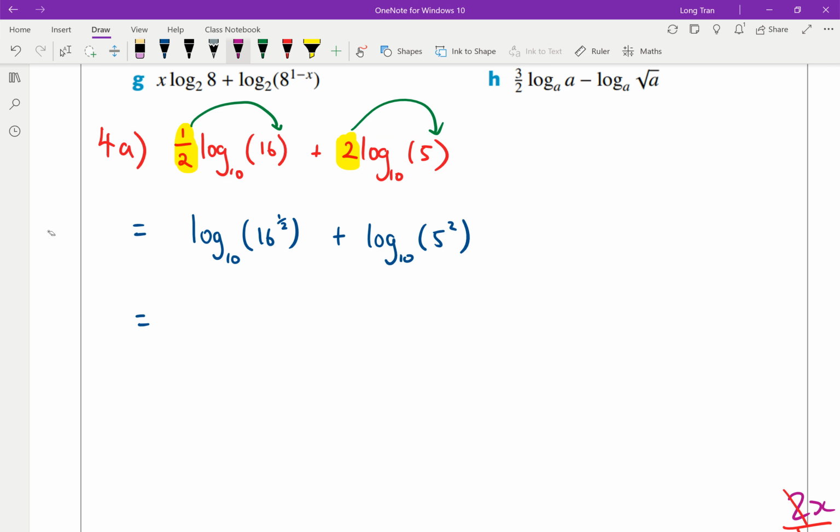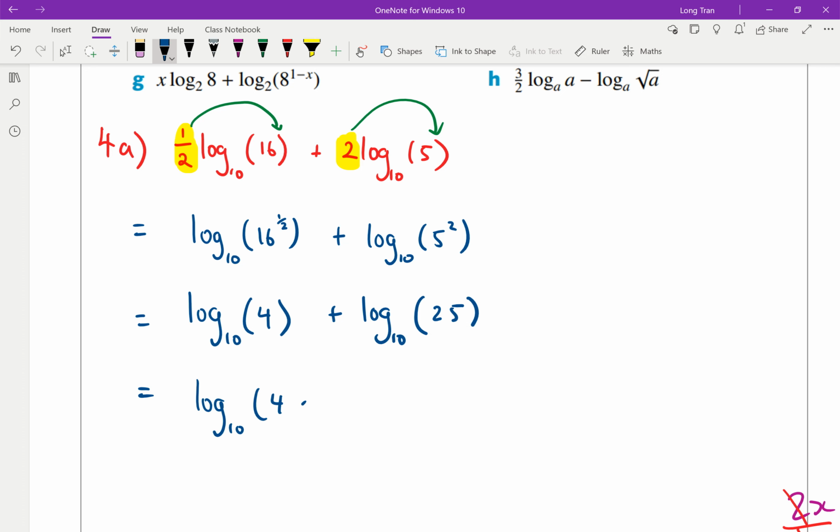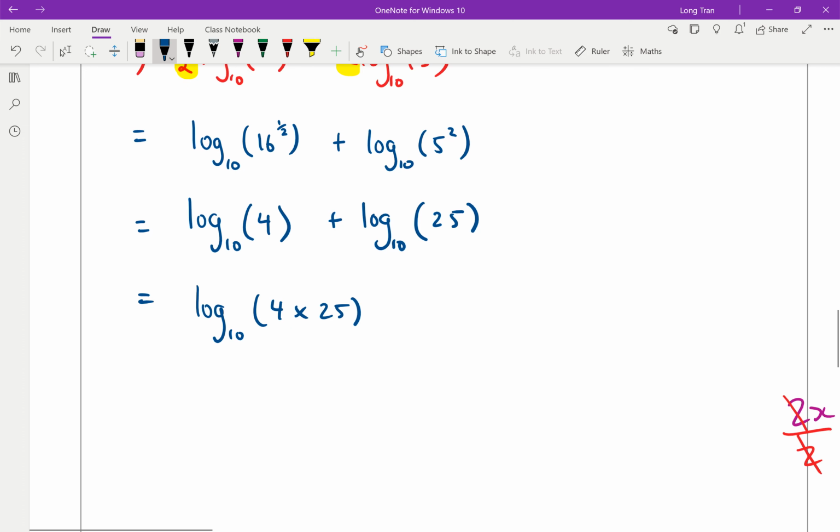So here, to make it easier, let me simplify. Log base 10 of root 16 is 4, and remember it can't be negative because the inside of a log can never be a negative value. That's why usually you write plus or minus 4, but we know that it can't be negative. And log base 10 of 5 squared is 25. Using rule number 1 we can combine the two together, so it's log base 10 of 4 times 25, which conveniently simplifies to log base 10 of 100.